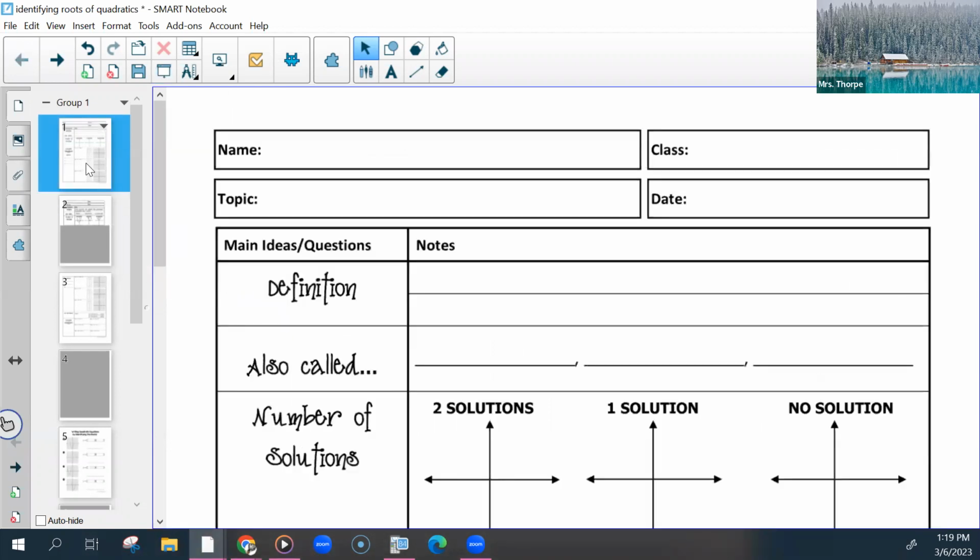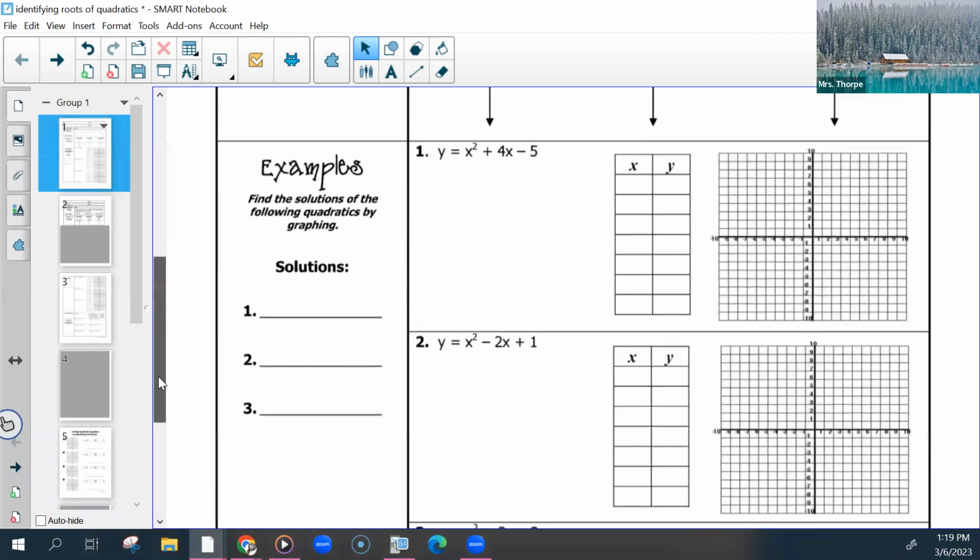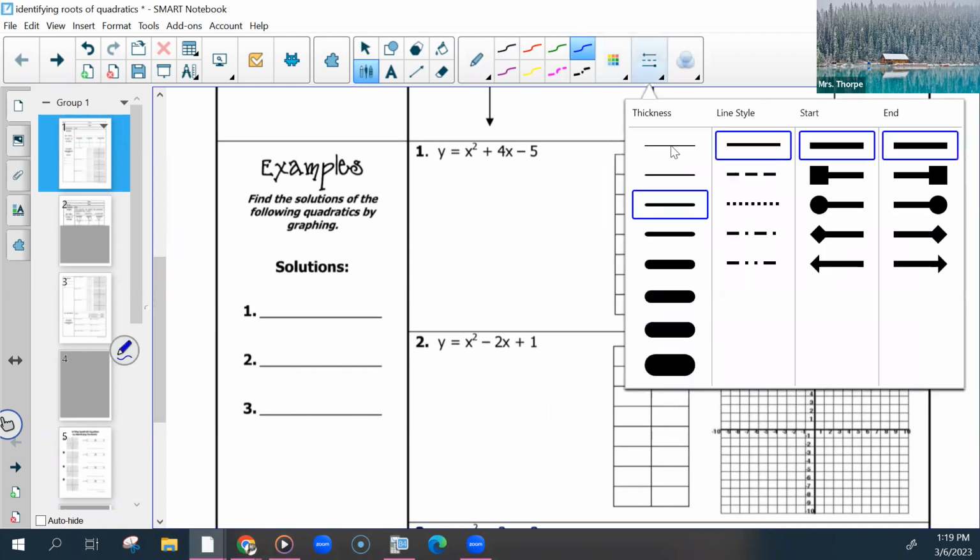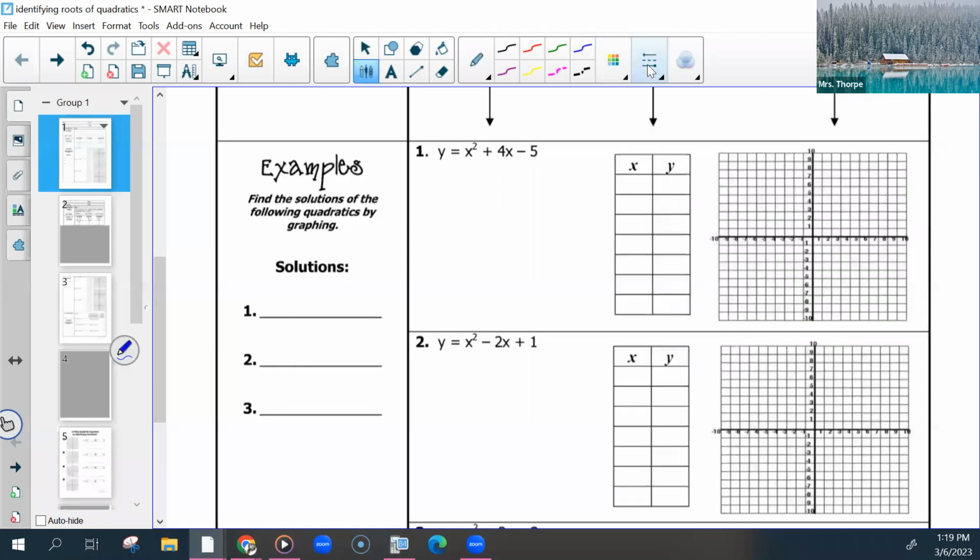So starting with number one. To do this algebraically, we're going to do the same method we have been using. Find our axis of symmetry. What is it, -2 divided by 2a? You're close. Negative b divided by 2a. So this would be -4 over 2, so -2.